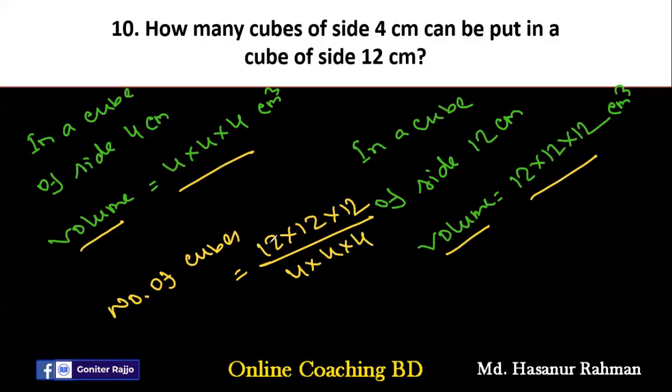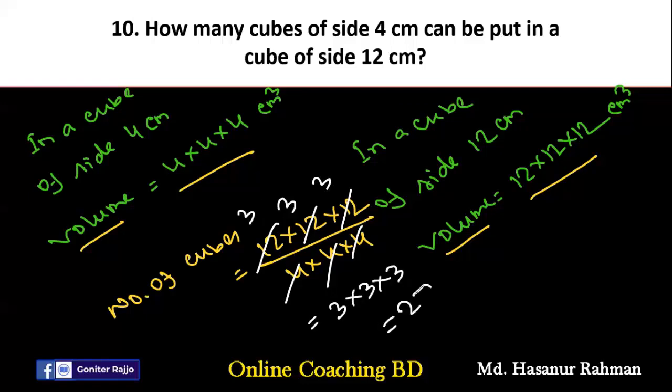Very simple. If we divide 12 by 4, it will be 3. 12 by 4, it will be 3. 12 by 4, it will be 3. Look, at final answer, you will get 3 multiplied by 3 multiplied by 3. That is 27. So 27 cubes of side 4 centimeter can be put in a cube of side 12 centimeter.